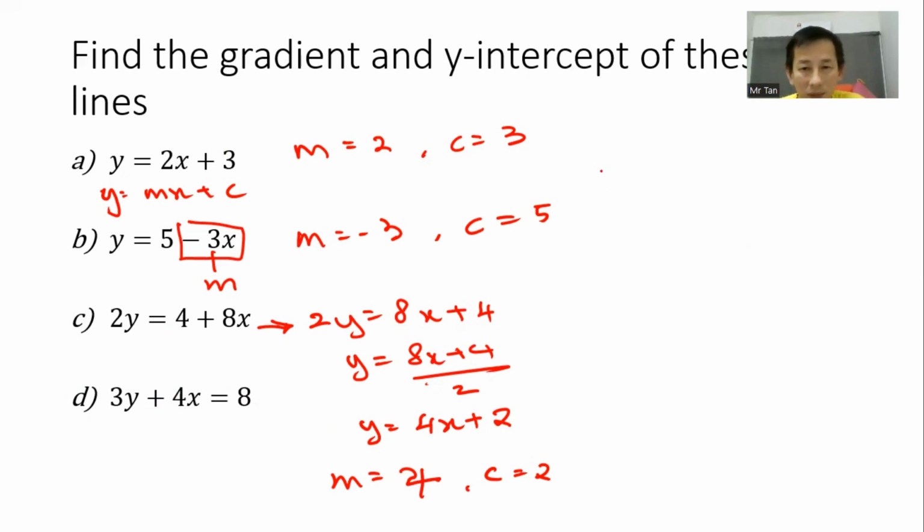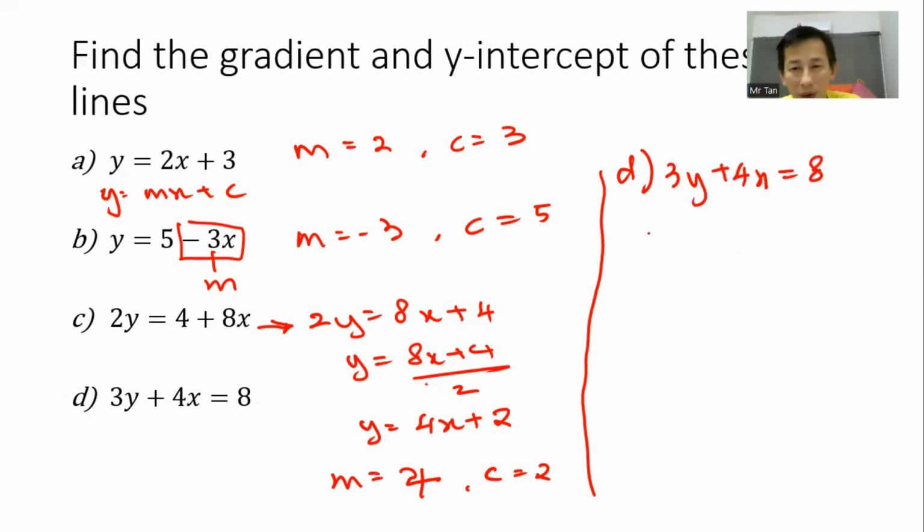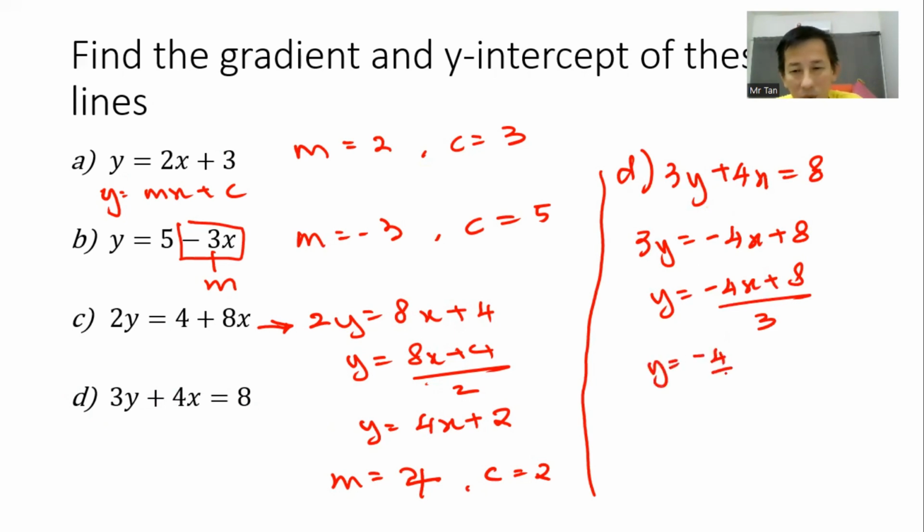Now, look at D. For D, 3y plus 4x equal to 8. And so we rearrange here. 3y equal to negative 4x plus 8. And your y should equal to negative 4x plus 8 over 3. And you will get y equal to negative 4 over 3 x plus 8 over 3. So your m should equal to negative 4 over 3 and your c equal to 8 over 3.